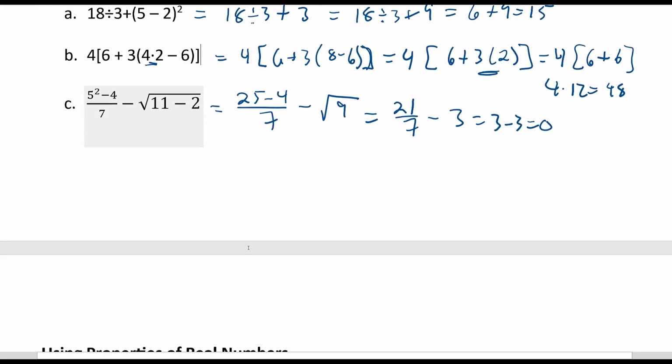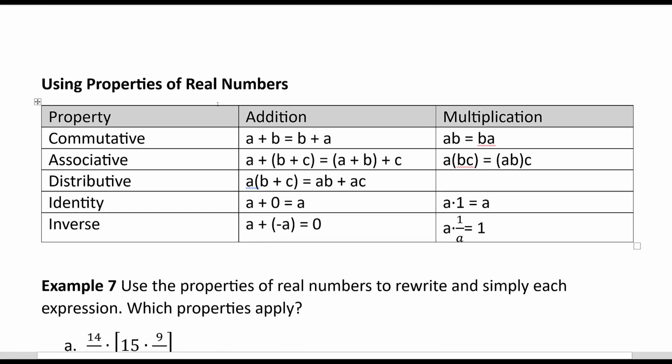Okay, let's go on here. Using properties of real numbers, we have the commutative property, a plus b is b plus a, or a times b is b times a. Associative property, you could change how things associate. A plus b plus c is a plus b plus c, or a times b c is ab then times c. Distributive property, this really doesn't fit under other. It's kind of a combination of addition and multiplication. A times b plus c is ab plus ac.